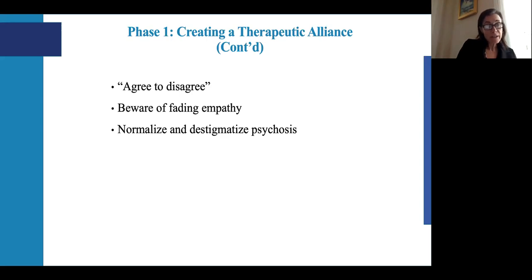Unless you do that, how could you even explain that you're supporting that this person takes antipsychotic medication? It would be very disingenuous to say, I agree with you, but I also think you need this medication.